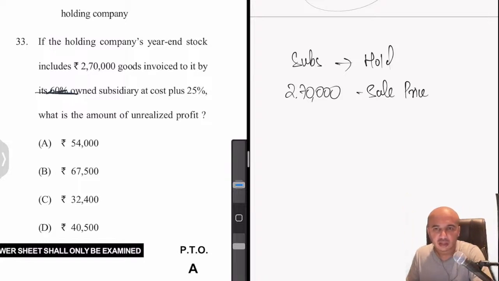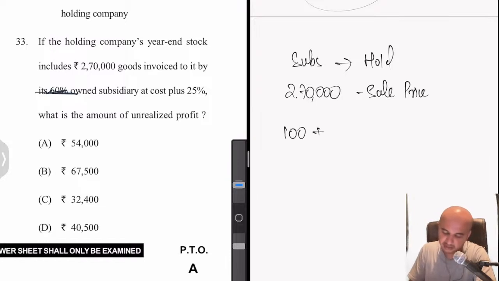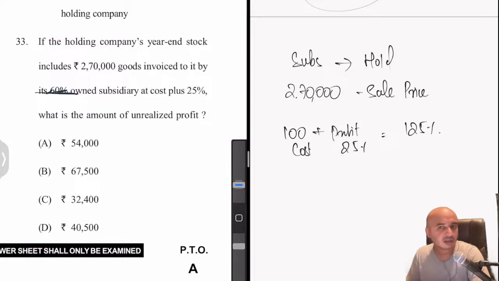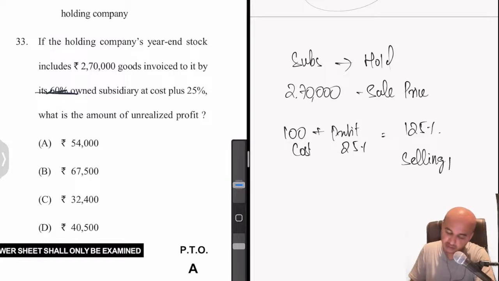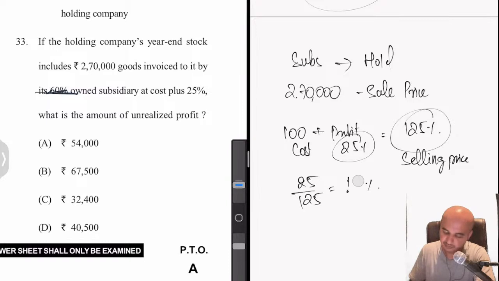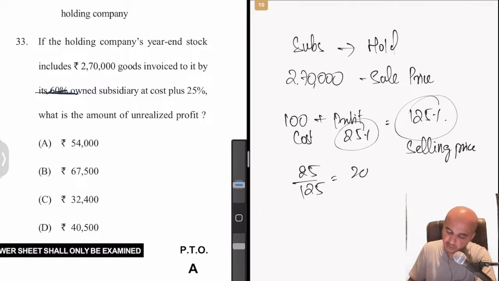Now, but they say subsidiary has sold it at cost plus 25%. So they're telling us from the point of view of the subsidiary. So therefore, if for subsidiary, the cost is 100, profit would be 25%. Cost is 100, profit 25, so 125. So this would be the selling price. In selling price, how much is the profit? So 25 by 125, which is nothing but 20%. 25 by 125 into 100 you can do, you will get 20%.